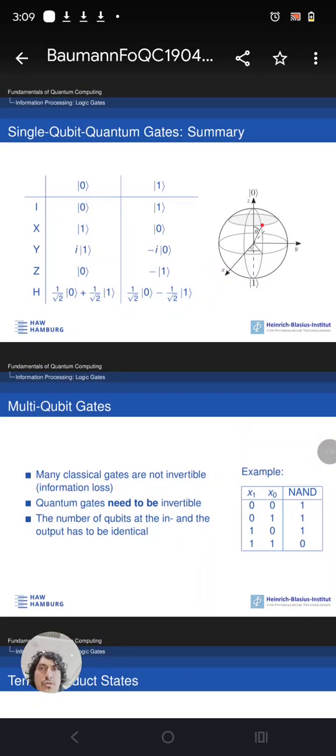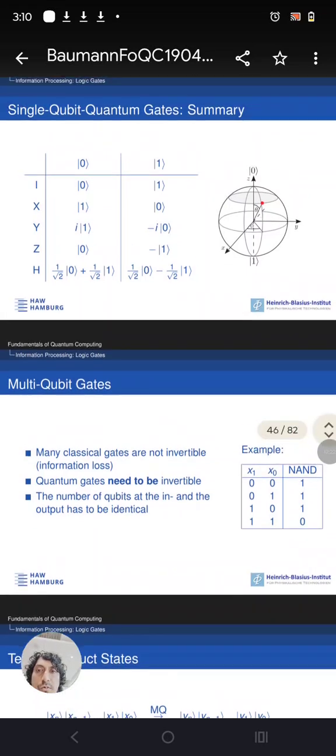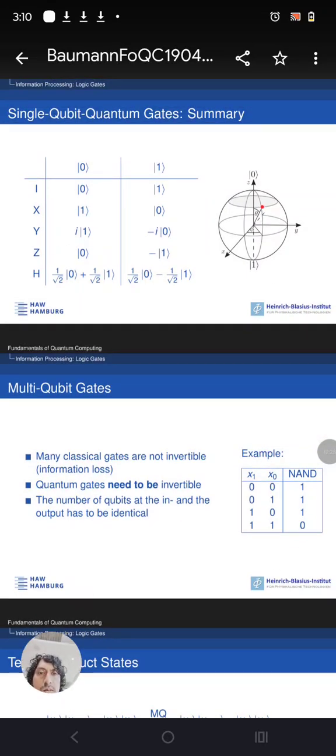Then we have the single qubit quantum gates summary. Identity: if it was 0, it is 0; if it was 1, it is also 1. X: if it was 0, it will be 1; if it was 1, it will be 0. Y: if it was 0, it will be i 1; if it was 1, it will be minus i 0. Z: if it was 0, it will be 0; if it was 1, it will be minus 1. Then we have the Hadamard. For 0, it will be 1 over root 2 0 plus 1 over root 2 1. For 1, it will be 1 over root 2 0 minus 1 over root 2 1.